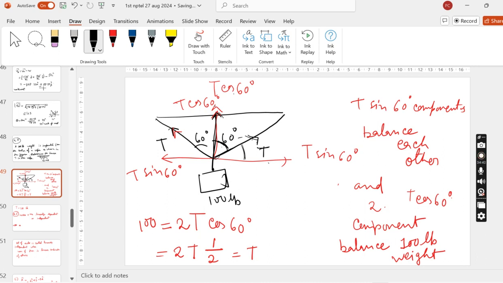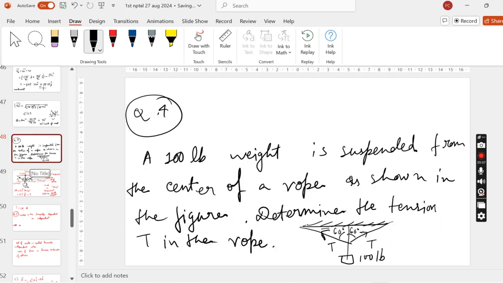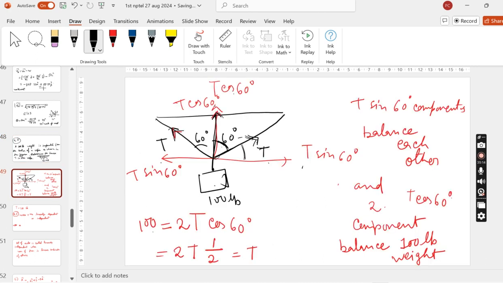So 1T cos 60 for this tension and 1T cos 60 for this tension is balancing 100 lb, and this T sin 60 balances this T sin 60. So 100 is equal to 2T cos 60 degree, cos 60 degree is half, so T is equal to 100. We were being asked to determine the tension T in the rope, so we have determined the T, which is 100 lb.